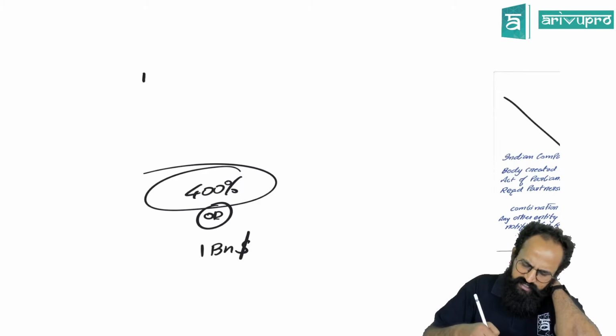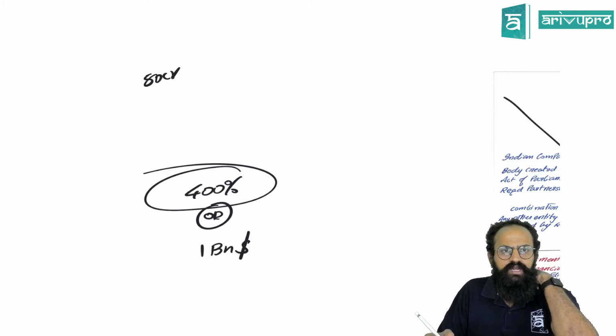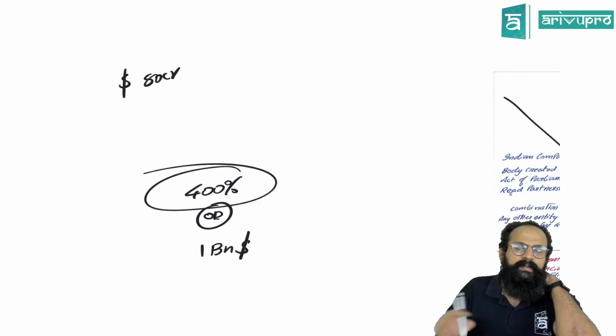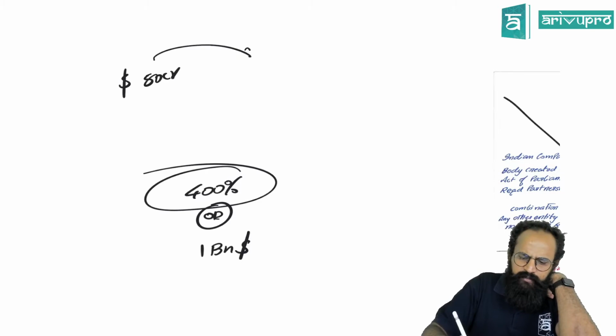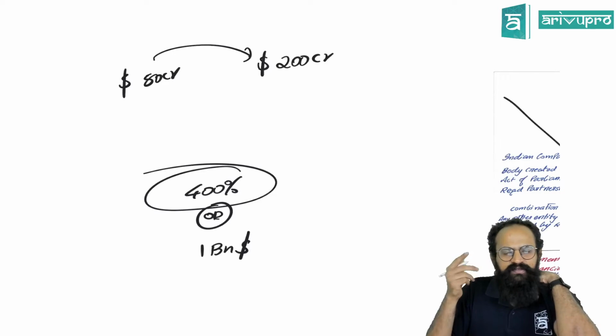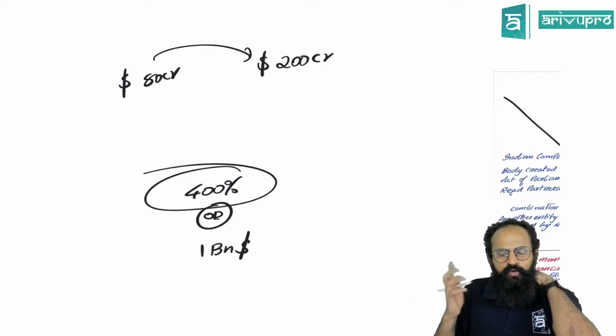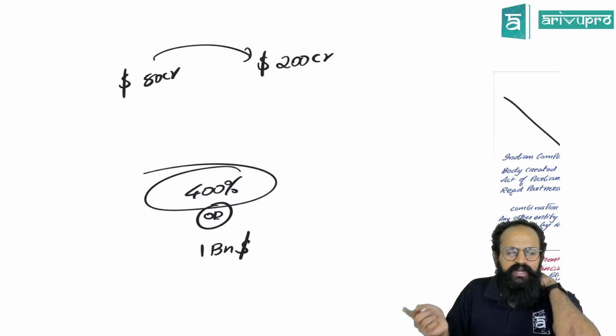Okay, let us take it that the net worth of the company is 50 crore dollars. People, 400% is 4 times, so I can invest up to 200 crore dollars. That is the limit given under the Act. I can invest up to 400% of my net worth, that is, 4 times my net worth.